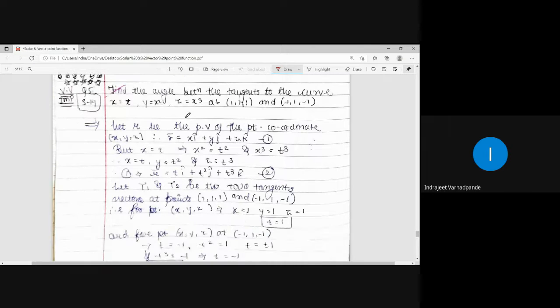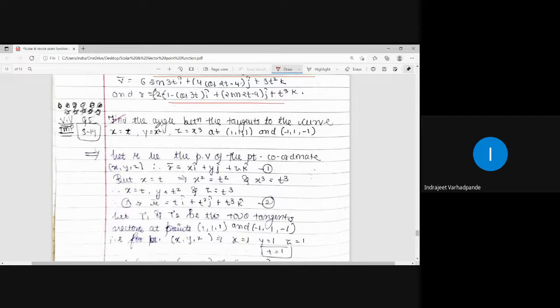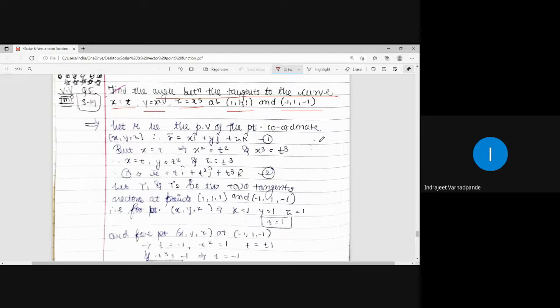The next very important example is: find the angle between the tangents to the curve x is equal to t, y is equal to x square and z is equal to x cube at (1, 1, 1) and (-1, 1, -1). Angle between the two tangents for the given curve will be calculated with the help of the dot product. Why? Because dot product a bar dot b bar is ab cos theta. So cos theta can be written as a bar dot b bar upon magnitude of a into magnitude of b.